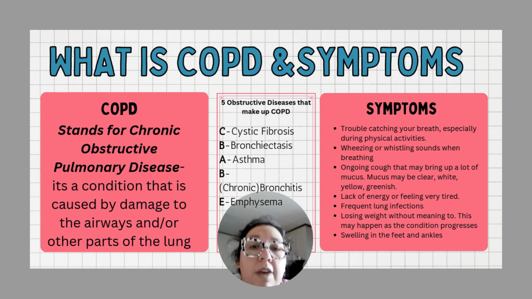COPD is made up by 5 obstructive diseases, and they include cystic fibrosis, bronchiectasis, asthma, chronic bronchitis, and emphysema. And they are known as CBAPEs. To have a COPD diagnosis, you have to have at least two of these chronic obstructive disorders. So most of the time, you see a lot of chronic bronchitis and emphysema paired together. Asthma is also in there, just because a lot of asthma patients have already damaged airways and more troubles with their asthma can lead to COPD.